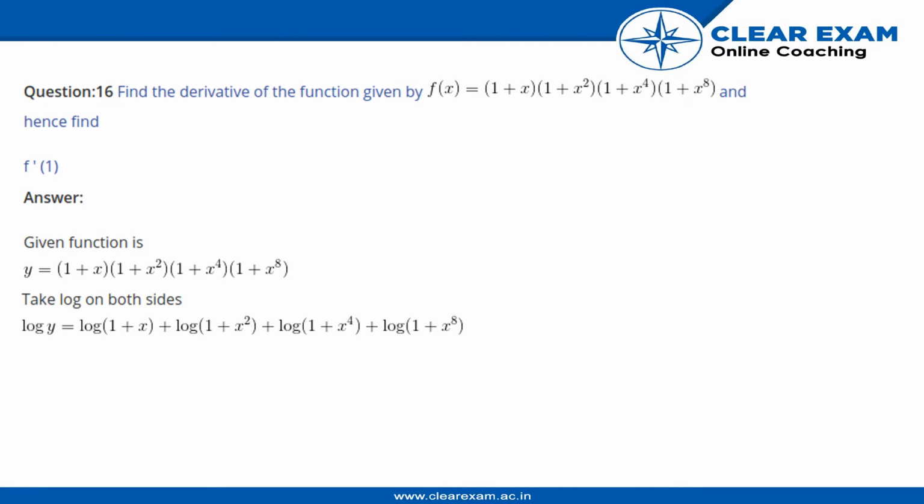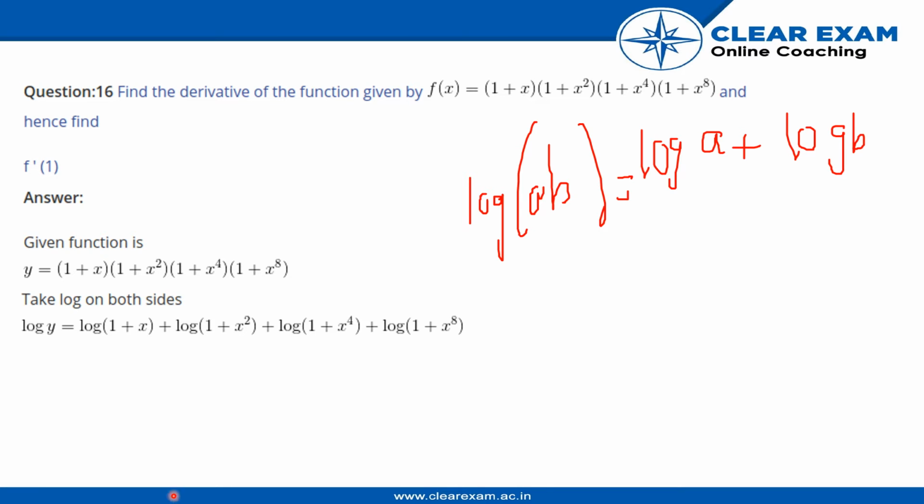Take natural logarithm on both sides, we get log y equals log(1 plus x) plus log(1 plus x squared) plus log(1 plus x to the power 4) plus log(1 plus x to the power 8). We get this using log AB equals log A plus log B.